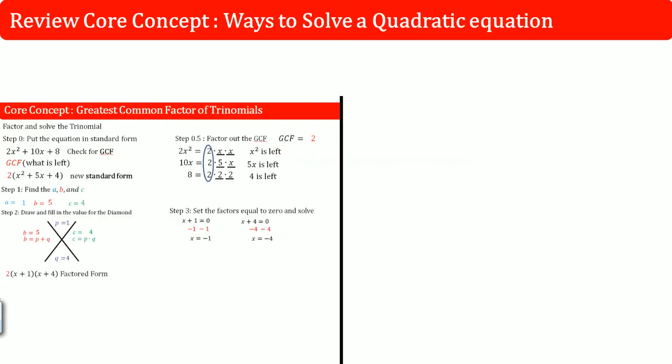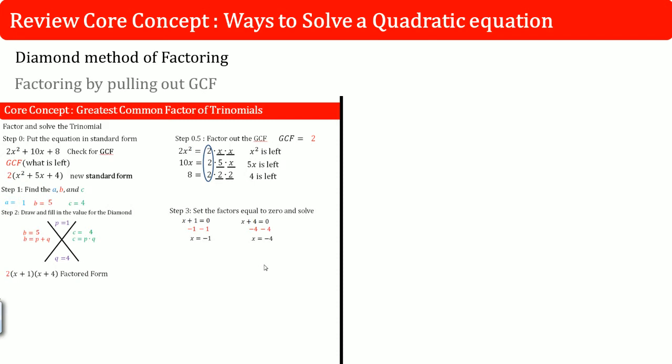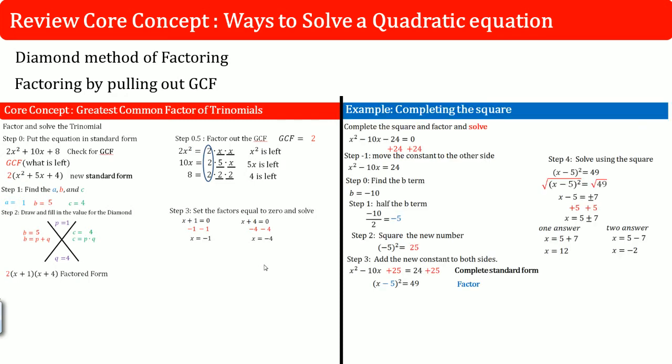Let's review a core concept. So far these are the ways to solve a quadratic equation. Something on the left hand side, we saw that we can factor using the diamond method of factoring. Then we could also factor by pulling out that GCF. That was one way. We also covered how to complete the square. Completing the square allows us to make anything factorable.